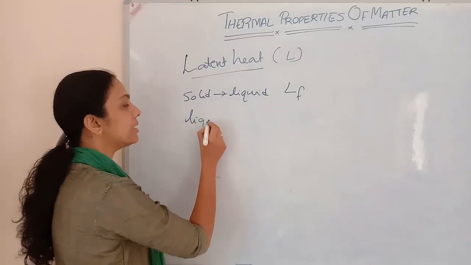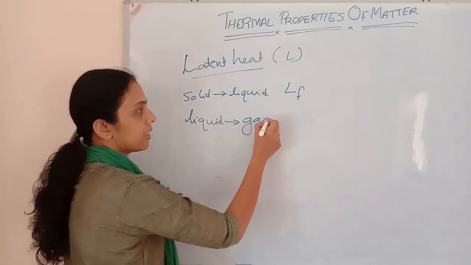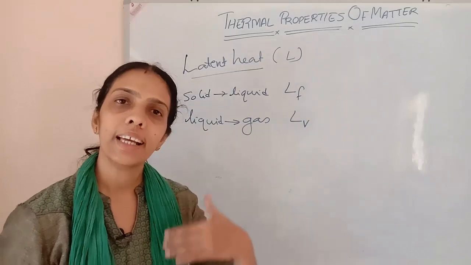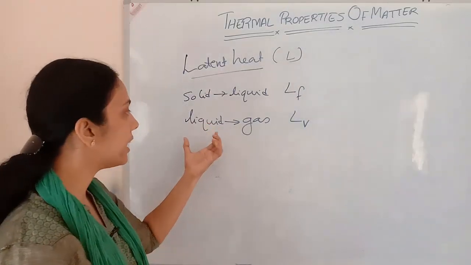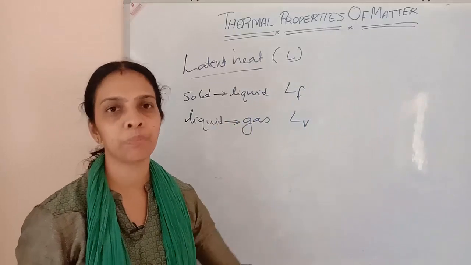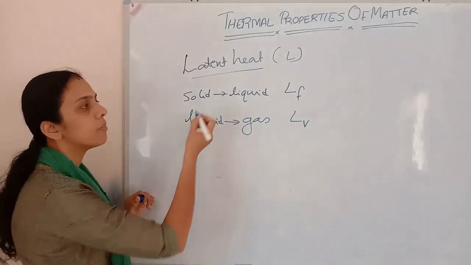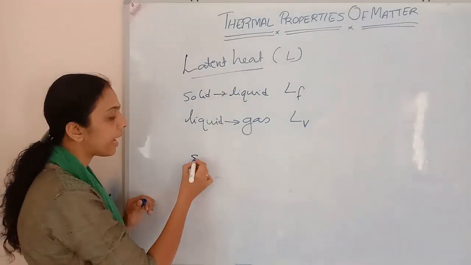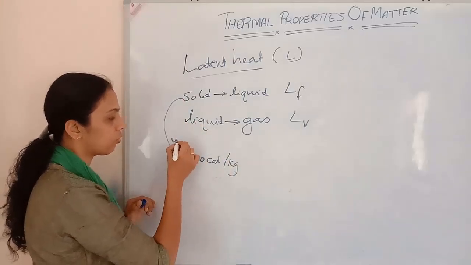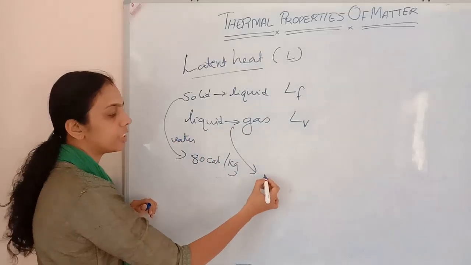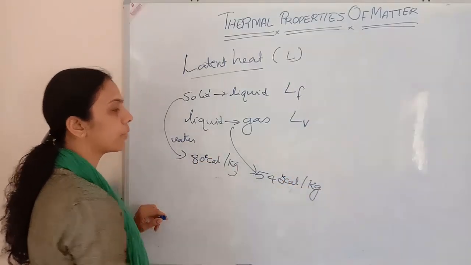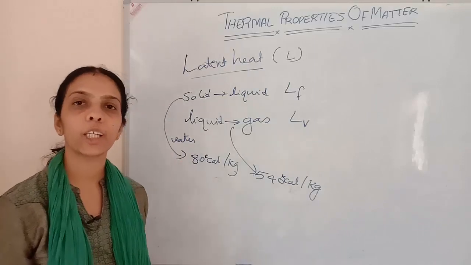And if the change is happening from liquid to gaseous state, then that is called latent heat of vaporization. The amount of heat energy required to change from liquid state to gaseous state is called latent heat of vaporization. So in the case of water, from solid to liquid we require 80 kilocalorie per kilogram, and from liquid to gas it will be 540 kilocalorie per kilogram. So it's not calorie, kilocalorie. 540 kilocalorie per kilogram.